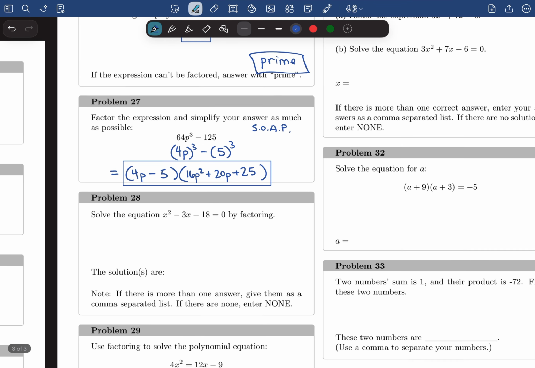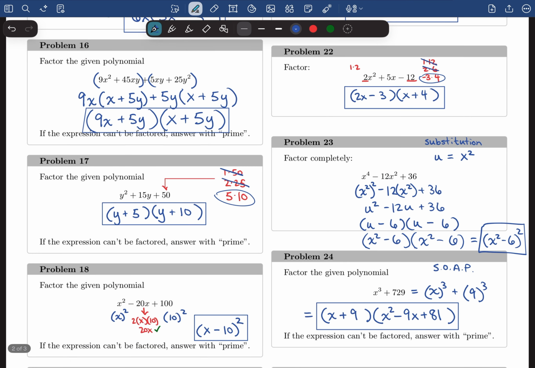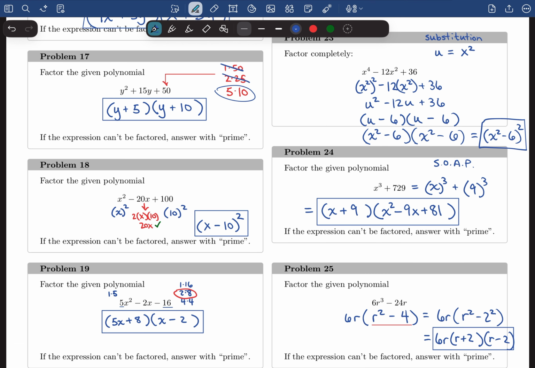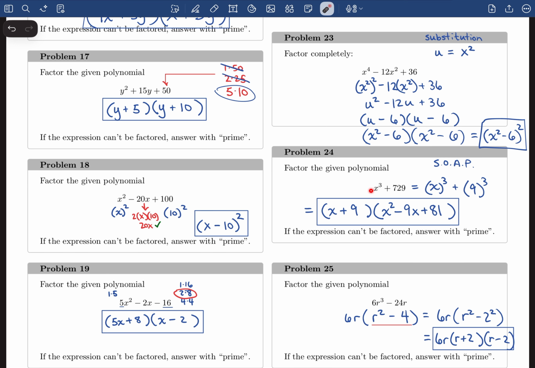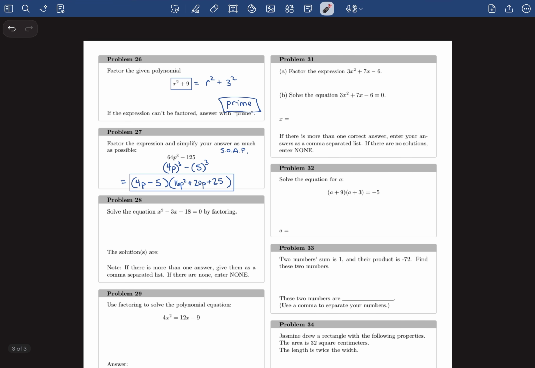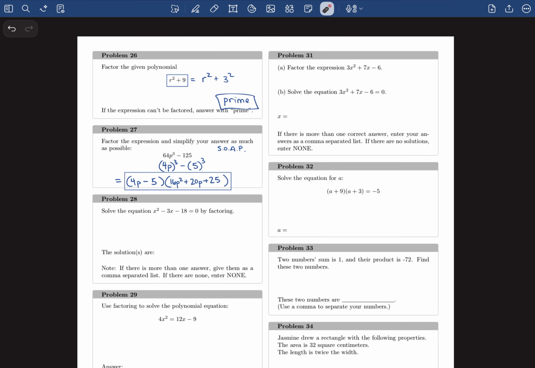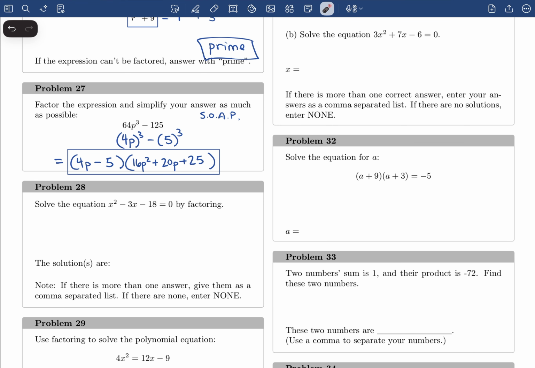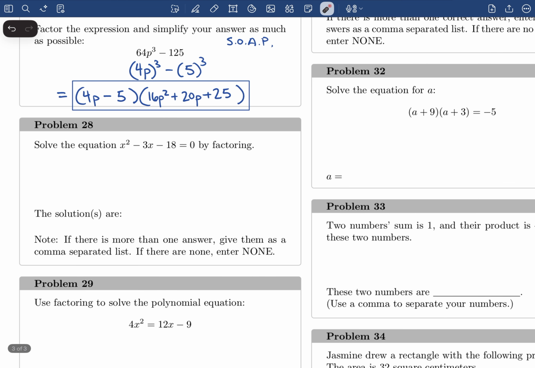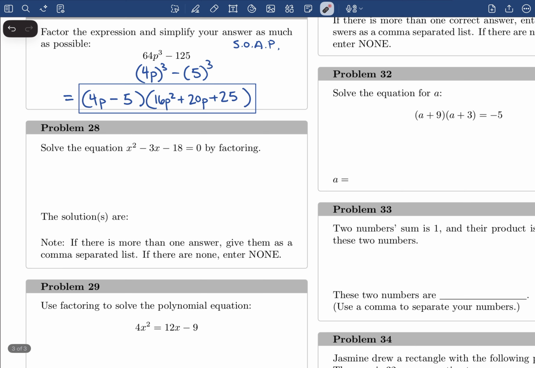And so looking back, problem number 24, we factored the sum of cubes, right? The sum of two things that were cubed. Whereas in problem number 27, we factored the difference of two things that were cubed. So watch out for those perfect squares, those perfect cubes. They'll be really useful as you move forward in this course and beyond.